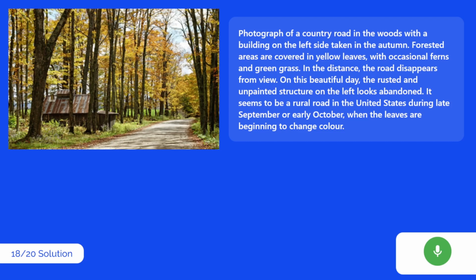This is a photograph of a country road in the woods with a building on the left side, taken in the autumn. Forested areas are covered in yellow leaves, with occasional ferns and green grass. In the distance, the road disappears from view. On this beautiful day, the rusted and unpainted structure on the left looks abandoned. It seems to be a rural road in the United States during late September or early October, when the leaves are beginning to change color.